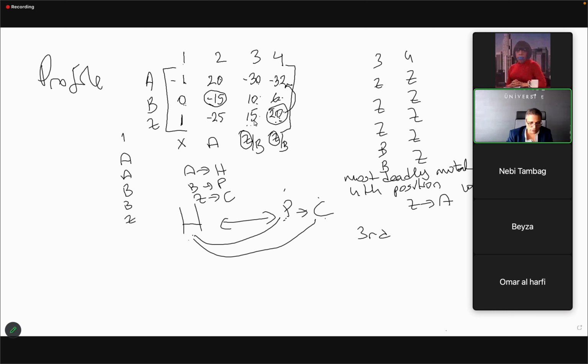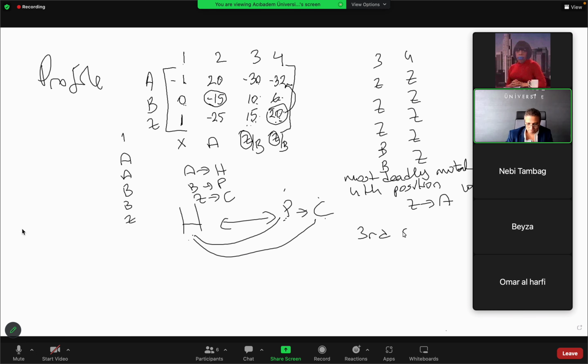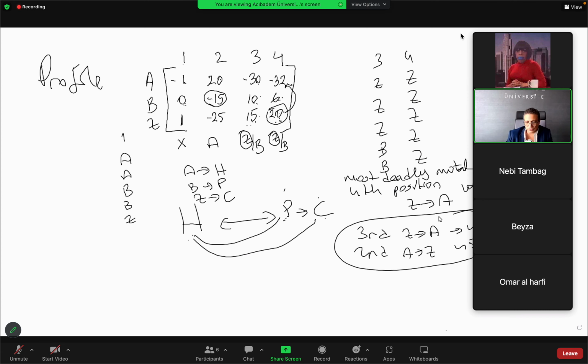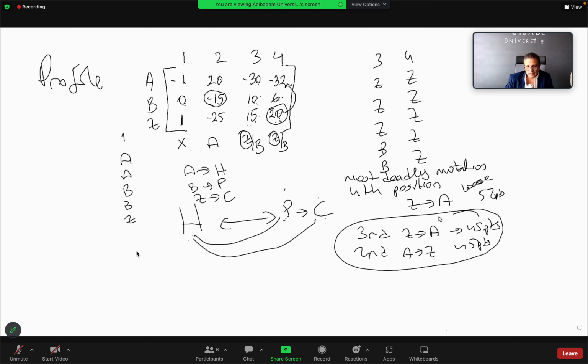Third position from A to Z or Z to A mutation, you lose 45 points. And the second position, A to Z mutation, you lose 45 points as well. So these two mutations are equally deadly because in both cases, you lose 45 points. So the most deadly mutation is Z to A mutation at position 4. And the second most deadly mutation, there are two, Z to A mutation at position 3 and A to Z mutation at position 2. Okay.